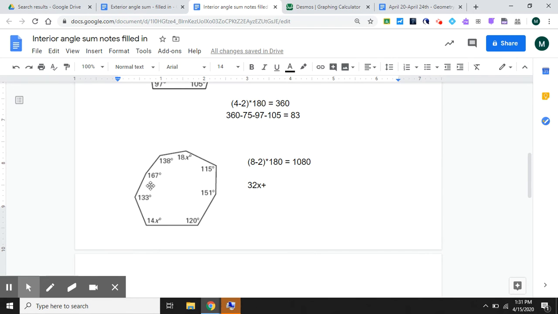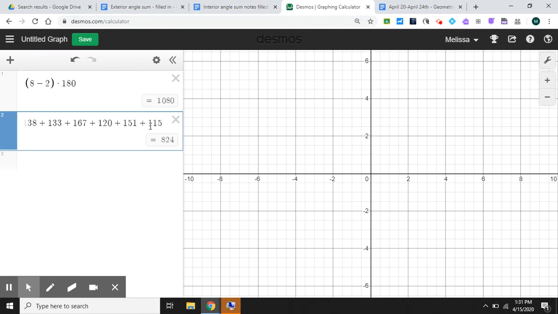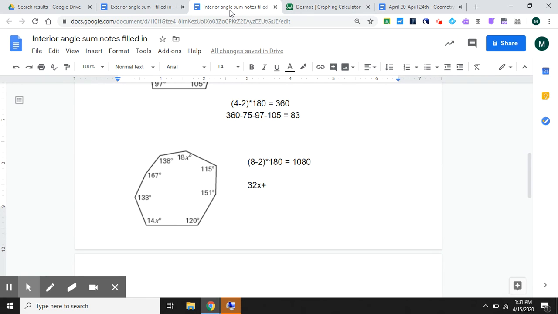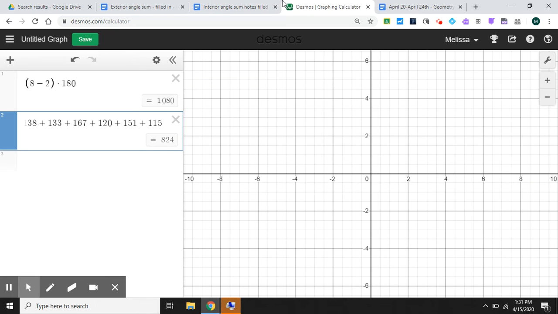115. So I have 1, 2, 3, 4, 5, 6 numbers. So at least I have the right number of numbers there. It's always good to double check to make sure you've typed things in correctly. So then that gets me 824.